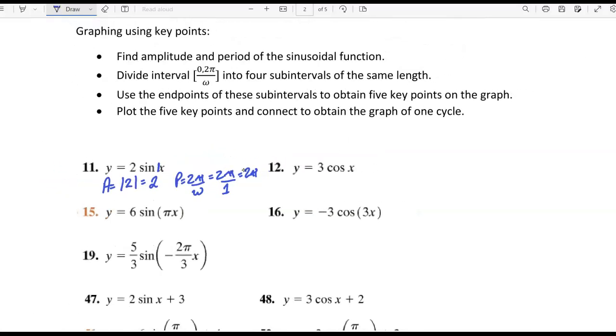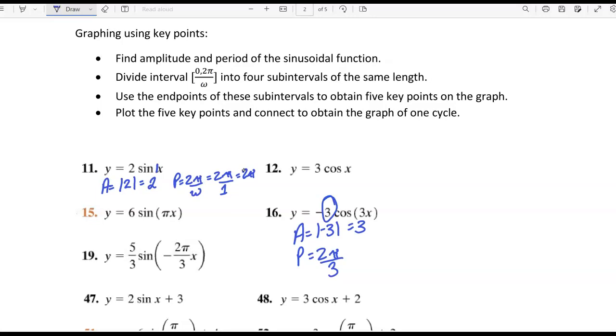And let's do another one. Let's do 16. Amplitude would be the absolute value of -3, which is going to be 3. And period is going to be 2 pi divided by omega. So our period is going to be 2 pi over 3. So with that one, this thing has a vertical stretch of 3. That's what the amplitude's telling you. Okay, notice we also have a reflection here over the x-axis. And then our period is 2 pi over 3. So this thing's happening more frequently than what the regular cosine function would do.